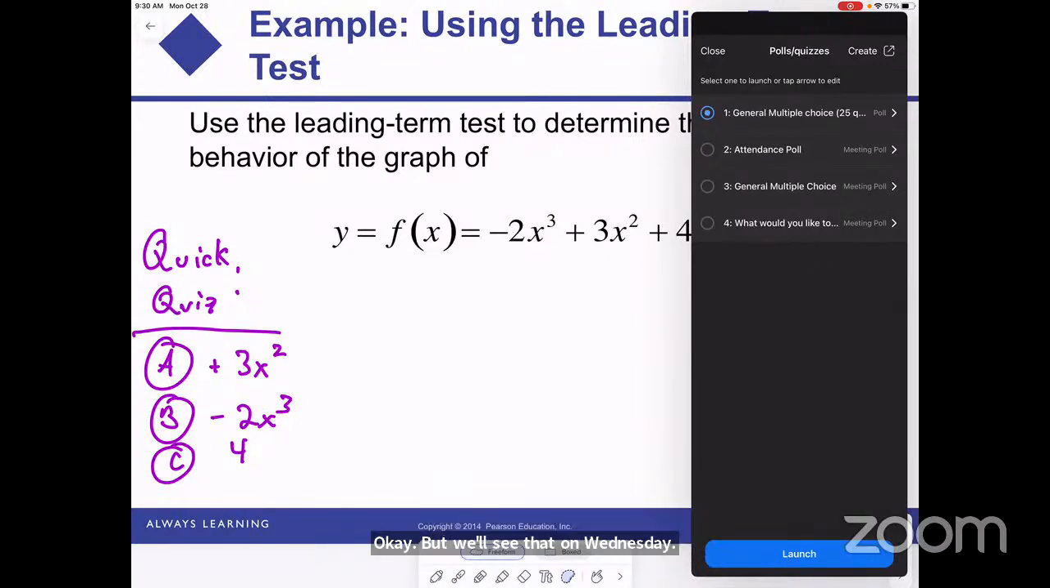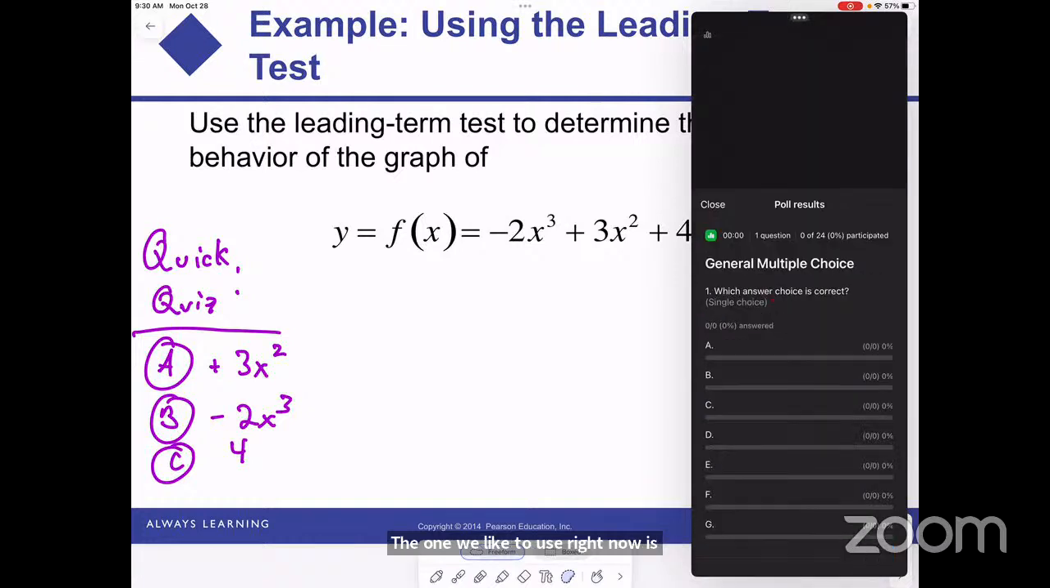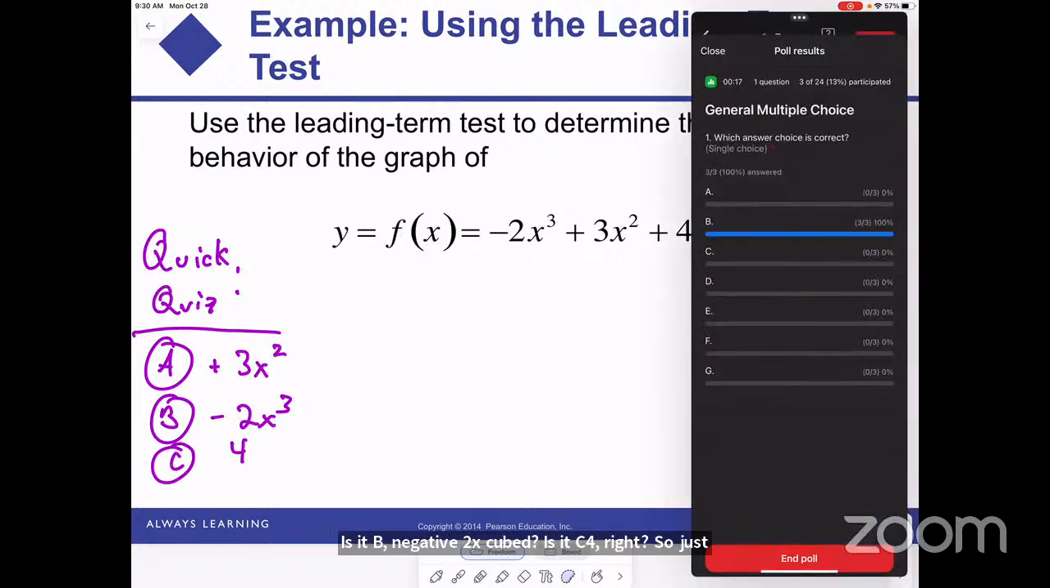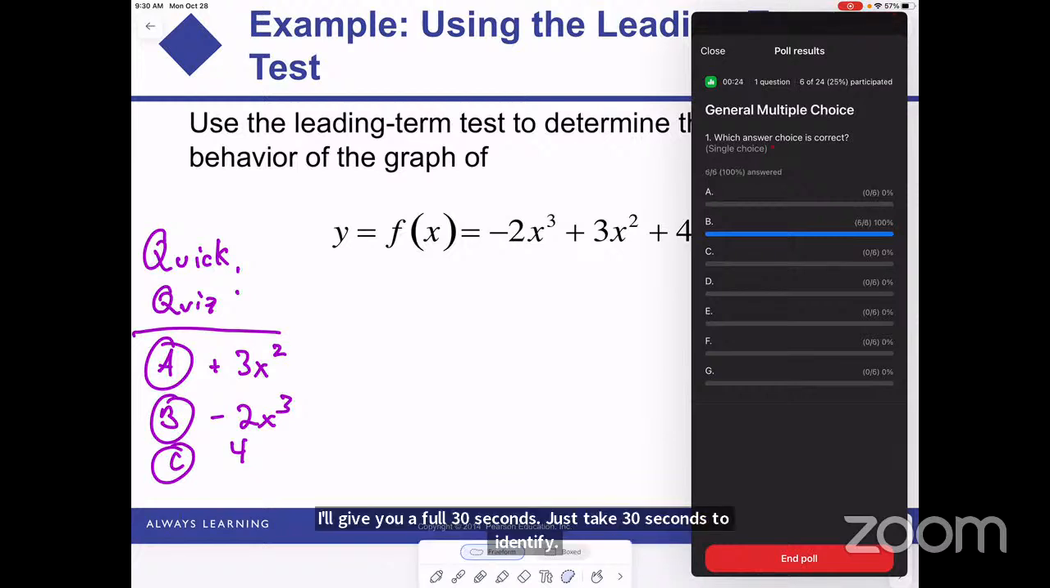The one we like to use right now is this one. Launch the poll. Okay. So now, use the leading term test. What is the leading term? Is it A, 3x squared? Is it B, negative 2x cubed? Is it C, 4, right? I'll give you a full 30 seconds. Just take 30 seconds to identify what is the official leading term. All right. Just take a moment.